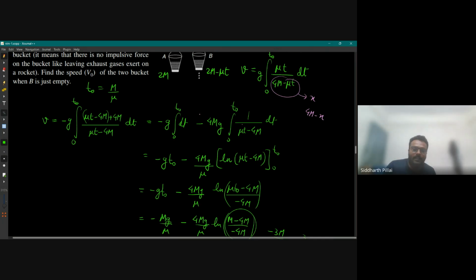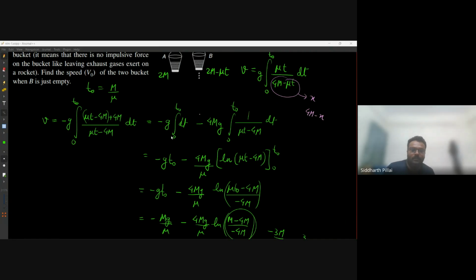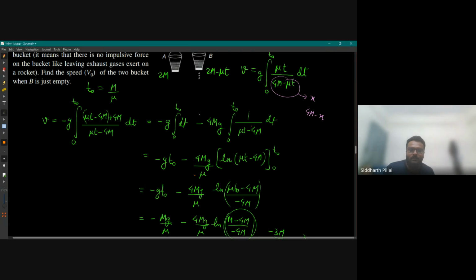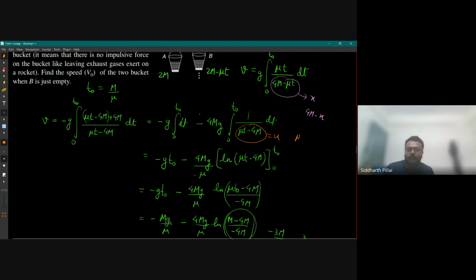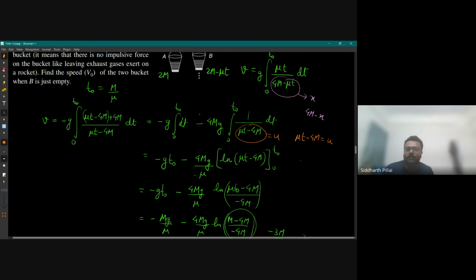Because I am integrating, I have skipped a step here. I'm integrating mu t minus 4m and the variable is t only here, right? So there is an intermediate step here. You take mu t minus 4m as a new variable. Let's say you take it as u. Then we'll get mu t minus 4m is equal to u.